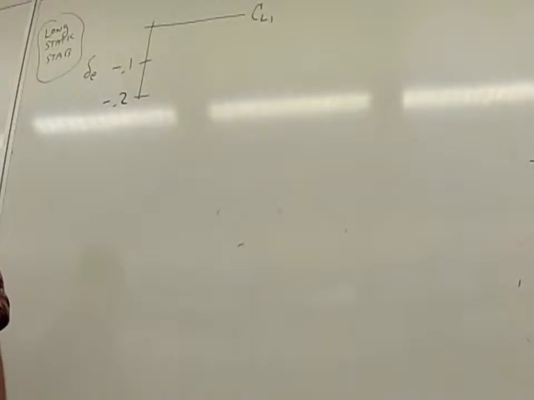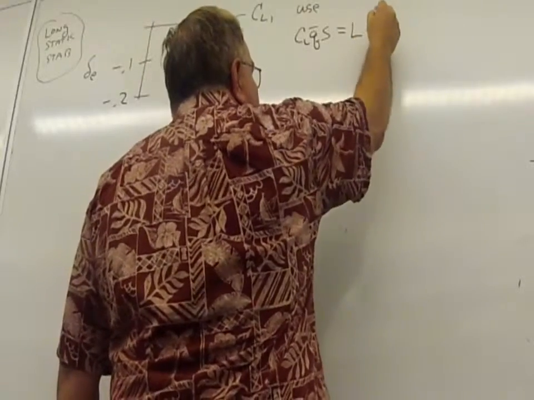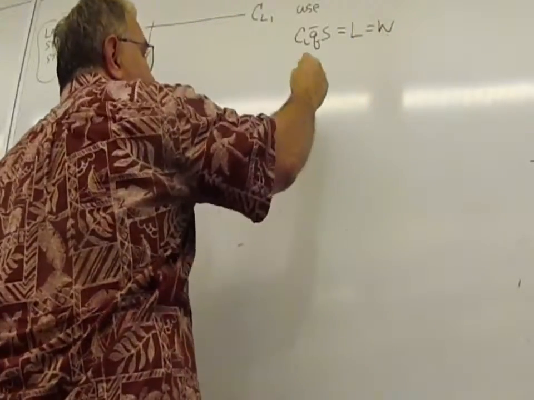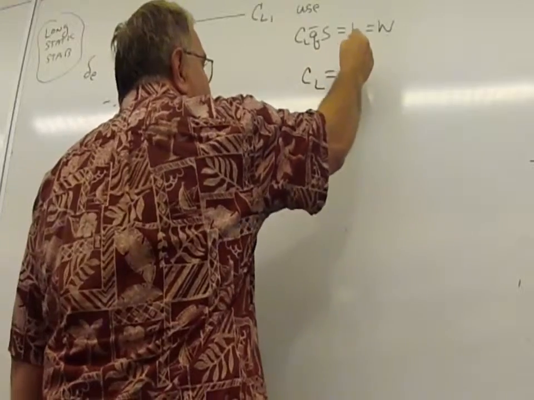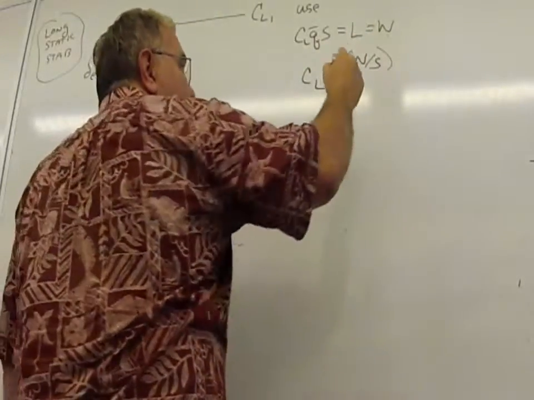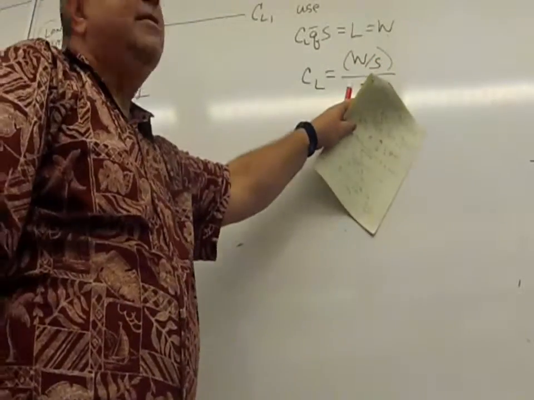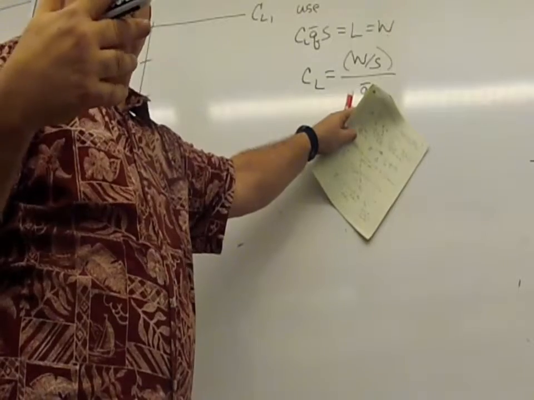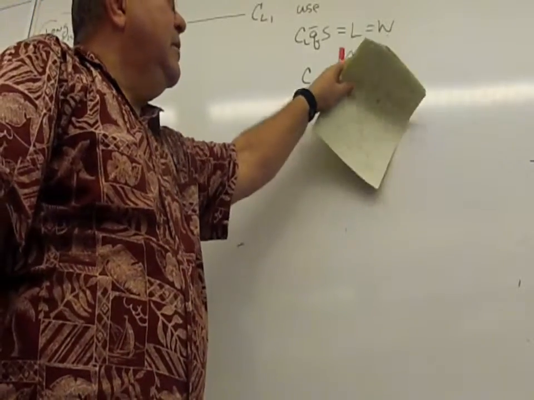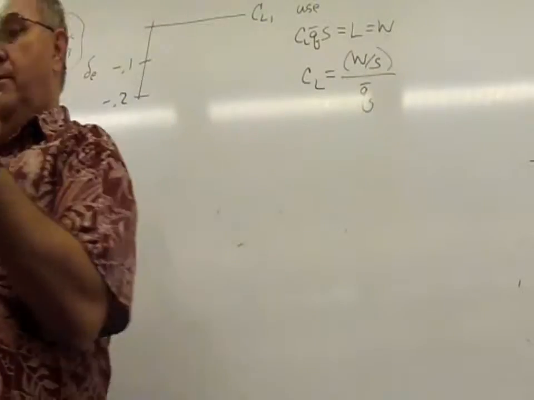How do I get C sub L? Q bar S C sub L equals lift equals weight, and I know that, right? So I can say C sub L equals my weight over my wing area, which I know for the airplane, divided by Q bar. So if I know my velocity from the cockpit, density, altitude, I know my weight, I know the wing area, I can get my C sub L as a function of velocity in the cockpit.